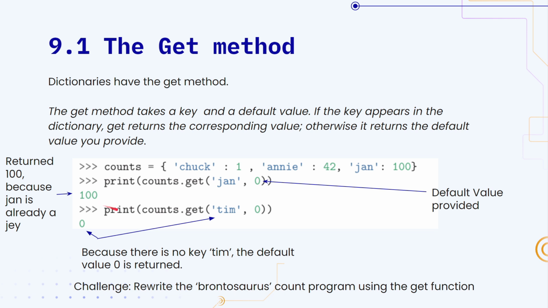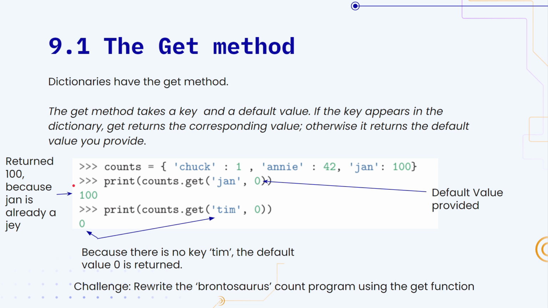But let's say we now want to get Tim. So we use the get method for Tim, and we put a default value 0. The Python program will search the counts dictionary for Tim. However, there is no Tim. There's only Chuck, Annie, and Jan. Because there is no Tim, the get method will return the default value of 0. So that's why it's important having this default value. In case there isn't a key, it will return the default value. However, if there is a key, like there was in this case, it will return 100.